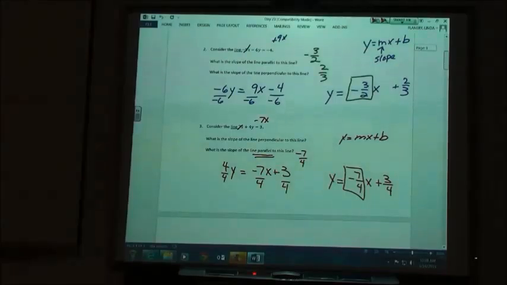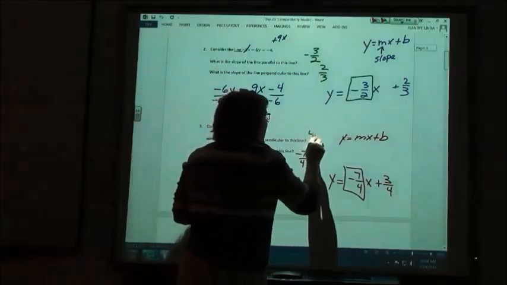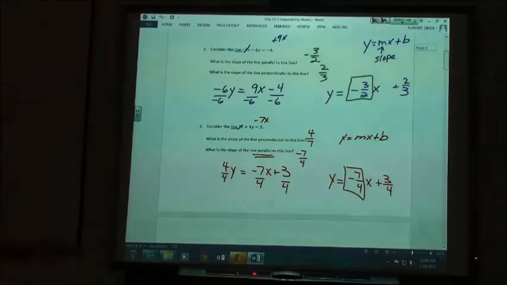Nope, not 7/4, but positive 4/7. Right. I got to flip it upside down and change its sign. So positive 4/7.